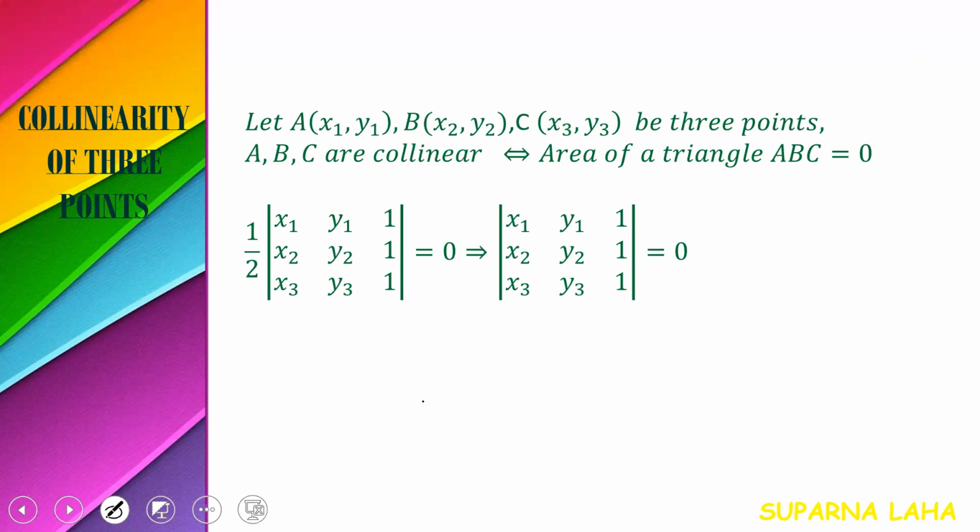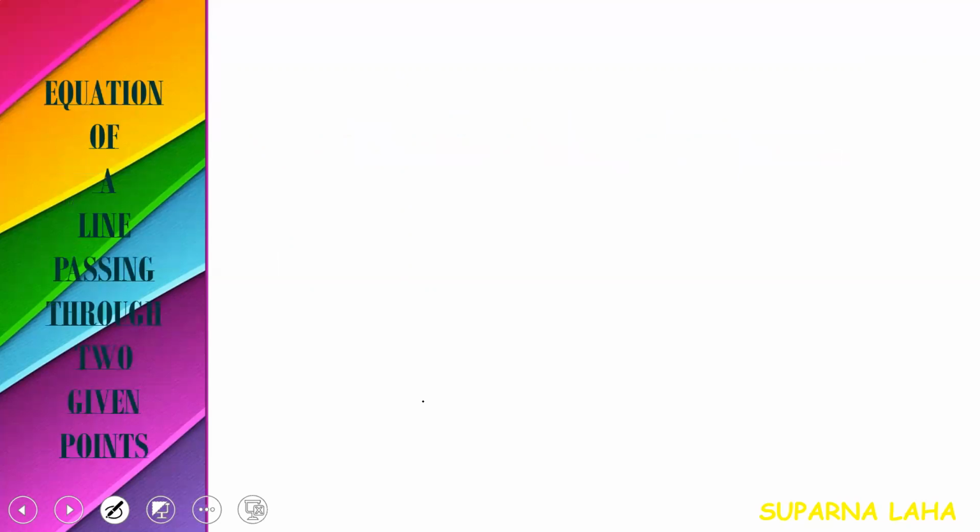Now, how do we find the equation of a line passing through 2 points? You know the equation of a line passing through 2 points: if x1, y1 and x2, y2 are the points, then we write y minus y1 equals (y2 minus y1) by (x2 minus x1) into (x minus x1). This is the equation of the straight line passing through x1, y1 and x2, y2.